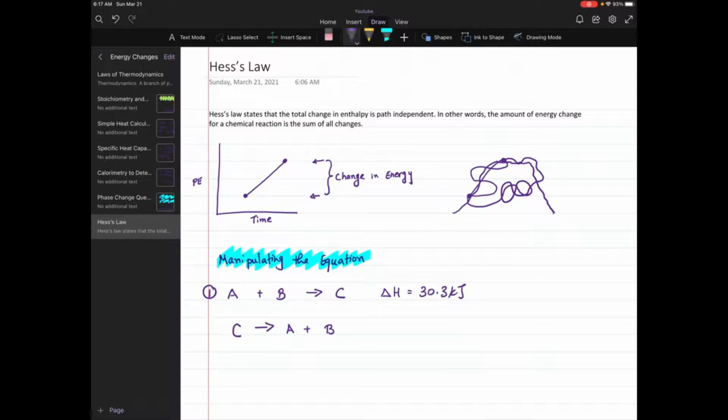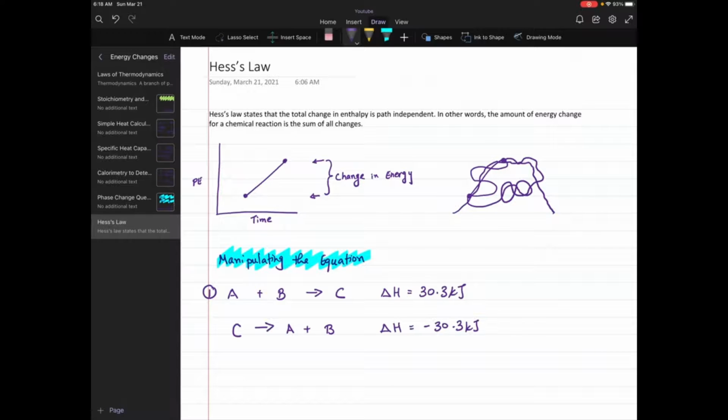Now, if you flip the equation, what we are saying is C is decomposing to form A plus B. In the previous case it was absorbing energy; in this format, the energy has to be released. So the delta H is changed to negative 30.3 kilojoules. So how do we change the delta H? The delta H is multiplied by -1.